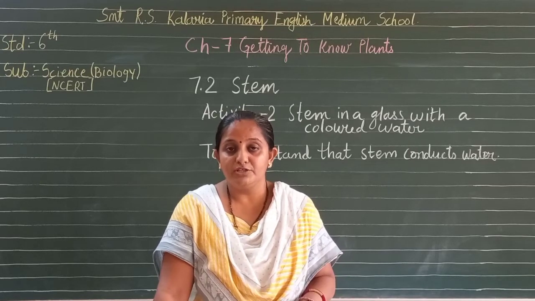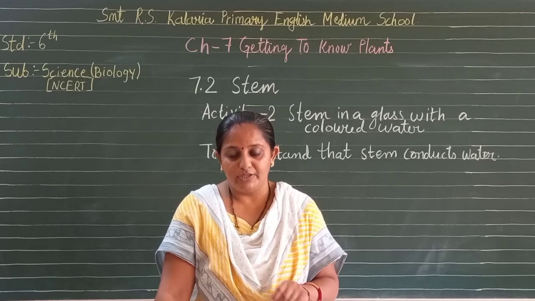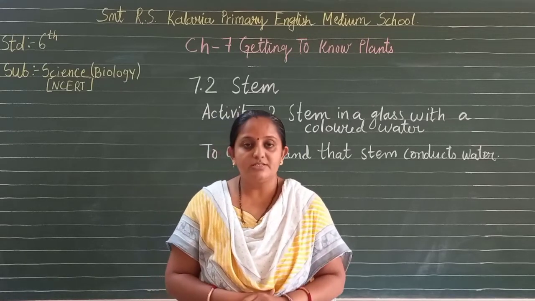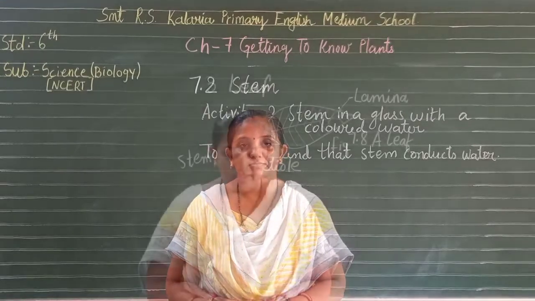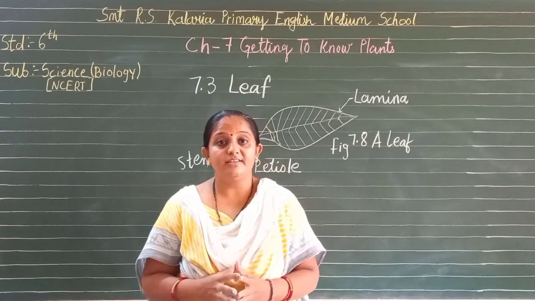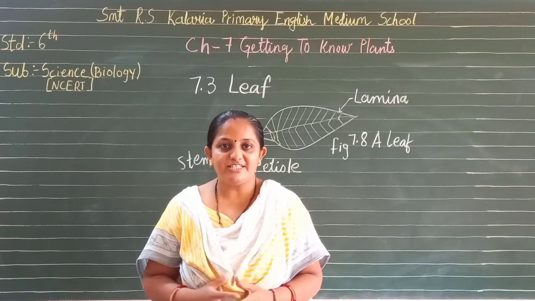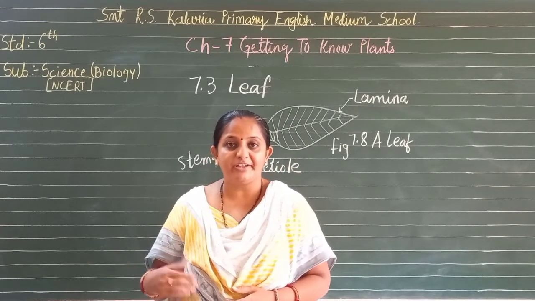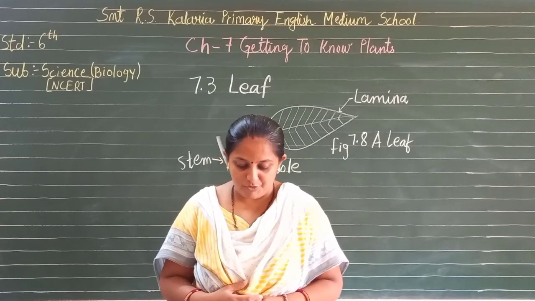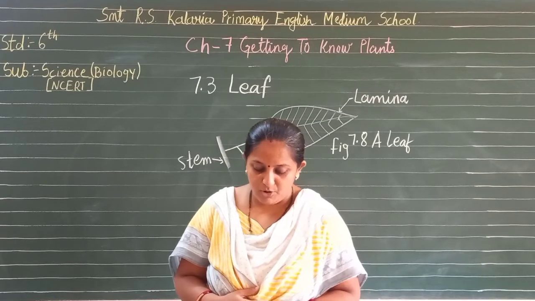In this way they fulfill the nutrition for the body of that plant. Now let's understand 7.3 leaf. Now this leaf you might see everywhere, isn't it? The trees, the leaves, the different varieties, different types, different patterns of leaves. Now observe the leaves of some plants around you and draw them in your book.